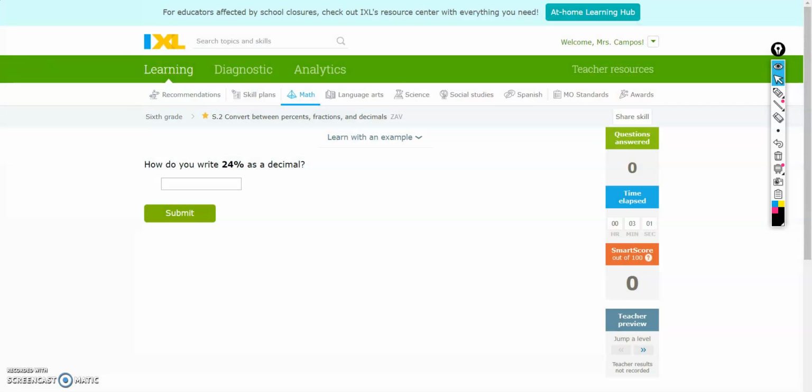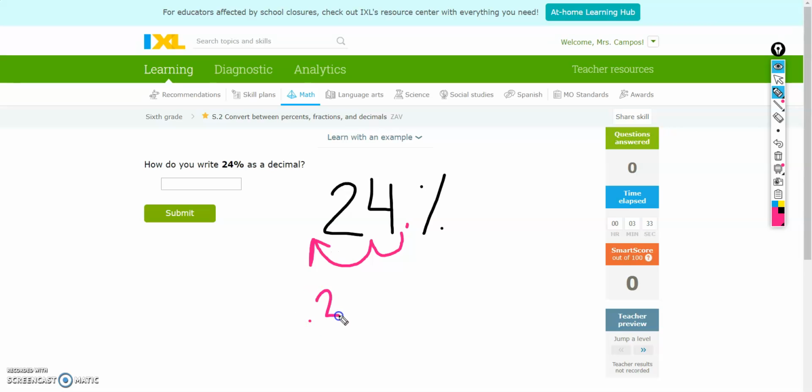Here it says, how do you write 24% as a decimal? So if I have 24%, where is my decimal in 24%? 24 is a whole number, so where is that decimal? It's right here at the end. So to change it to a decimal, we're going to move it 2 places to the left. So we move percents to decimals 2 places to the left. So we have 0.24 or 24 hundredths.